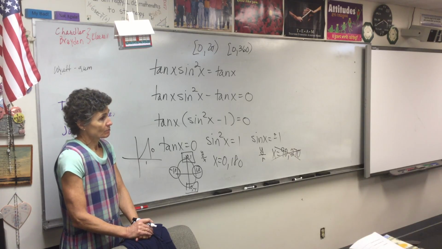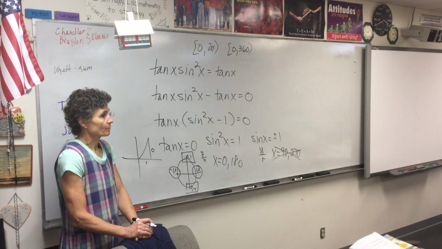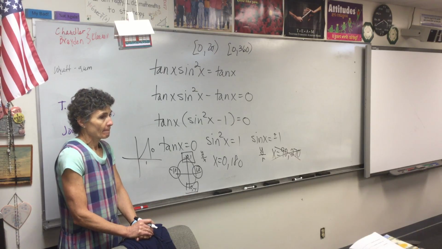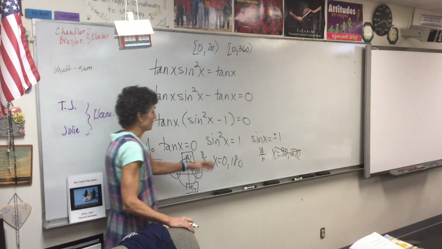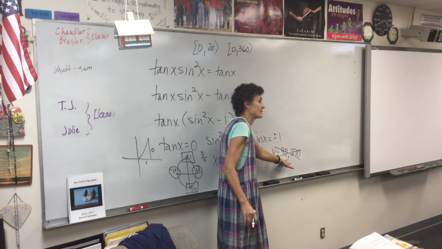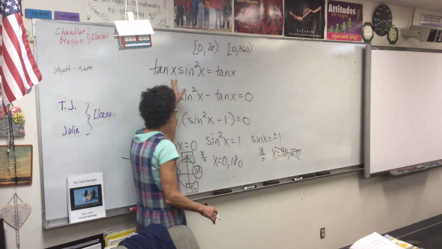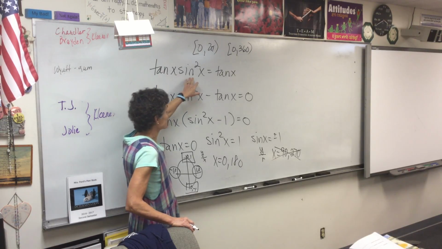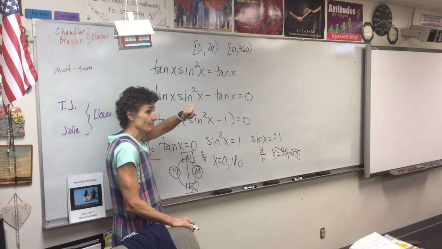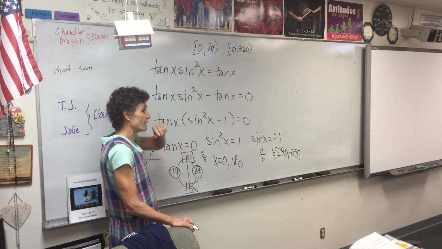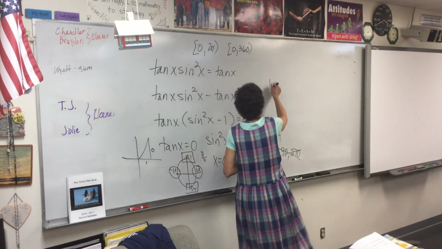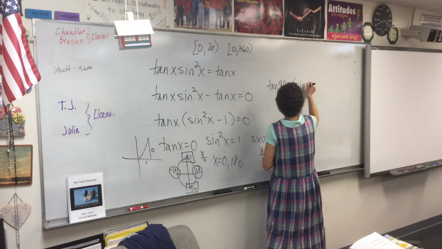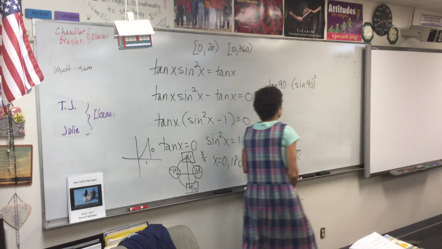You're saying to yourself, Mrs. Ford, why are they extraneous? Take your calculator out, and let's say you want to check this answer. All right, so to check that answer, you type tangent 90 times sine 90 squared, right? All right, so go ahead and do that. Type tangent 90 times parentheses sine 90 squared.